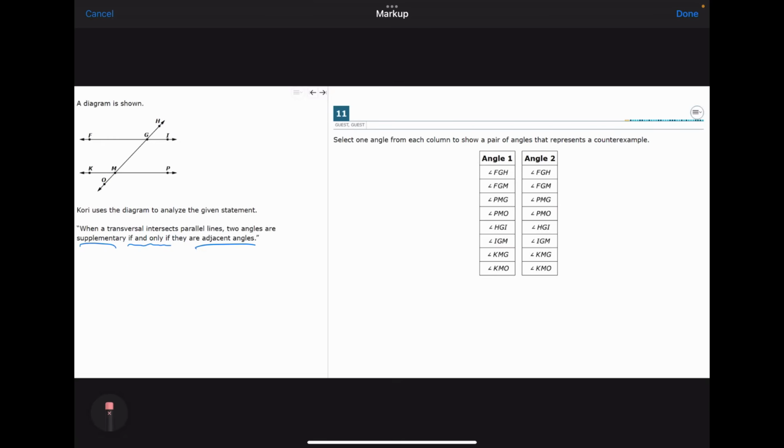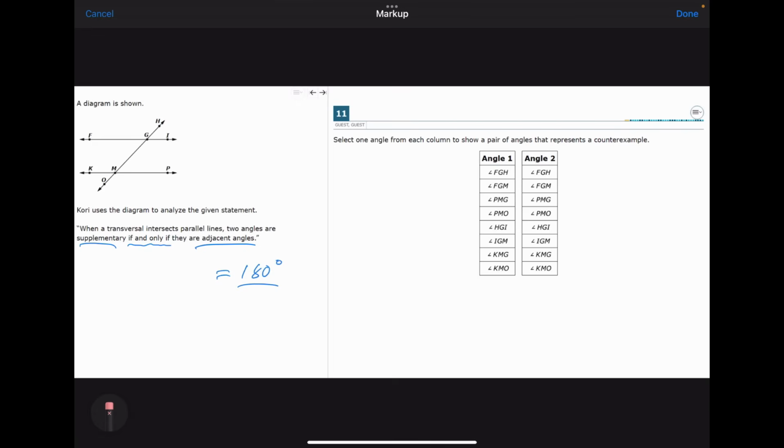Before we go any further, I will give you a quick definition of supplementary. Angle A plus angle B equals 180 degrees. Angle A and angle B are supplementary if their sum adds to 180 degrees. That's something that you should know going into the exam. I'm just giving it here so you're aware of what we're about to do.